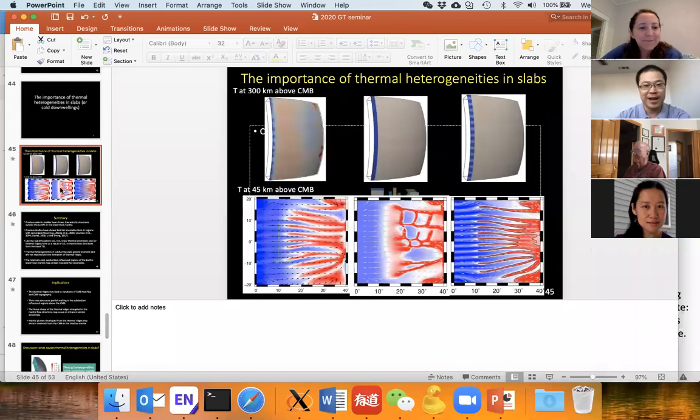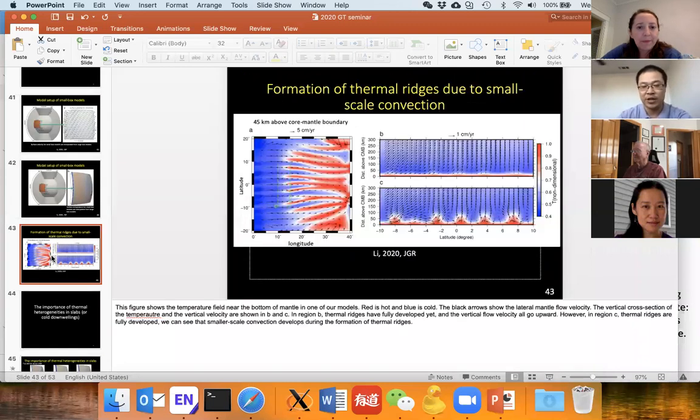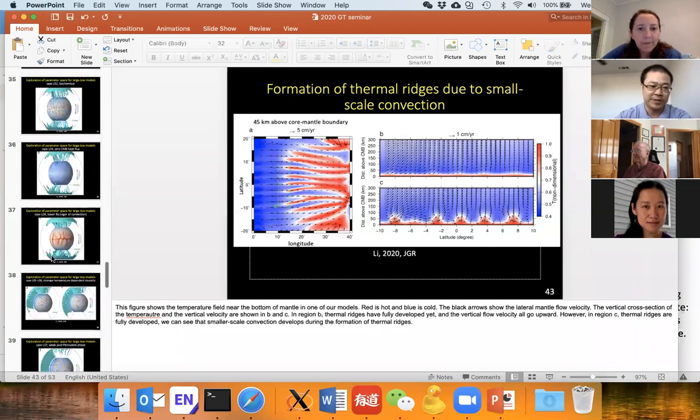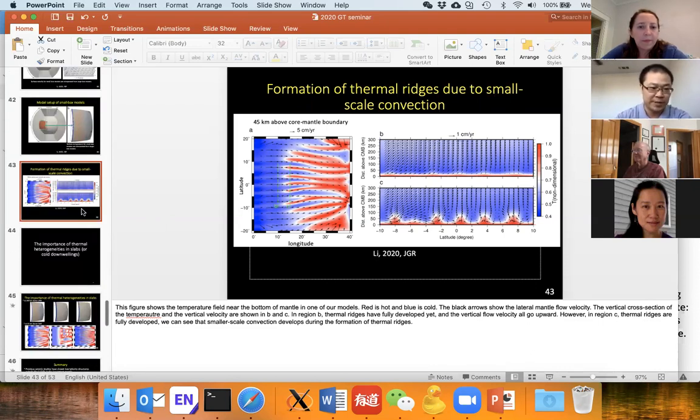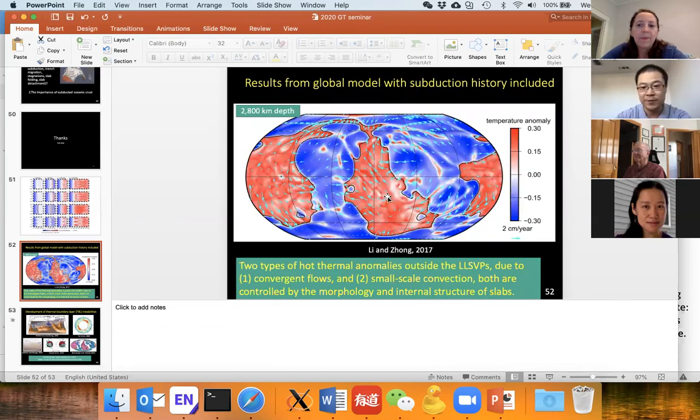Yeah, that's very true. I think maybe the same mechanism, small scale convection, can also develop within the LLSVPs. In my opinion, there's no reason to say this cannot happen, because small scale convection is just a fundamental physics process, so it should occur within the LLSVPs as well. Let me see if I have any figures. This is one of the models I did before, and it does show lots of structures within the two large low shear velocity provinces. I did not show this in my talk, but just for backup. Thank you for the question.